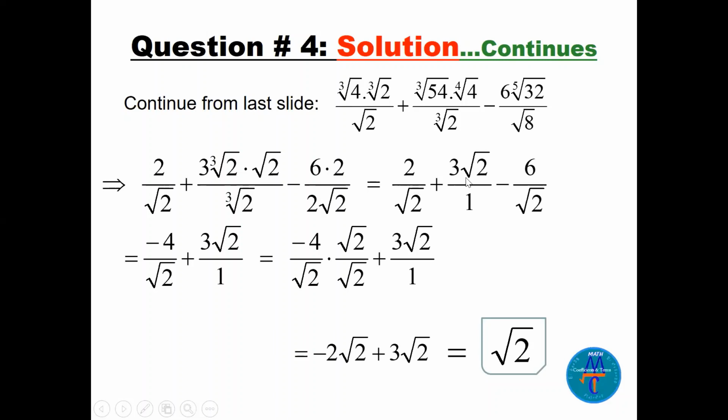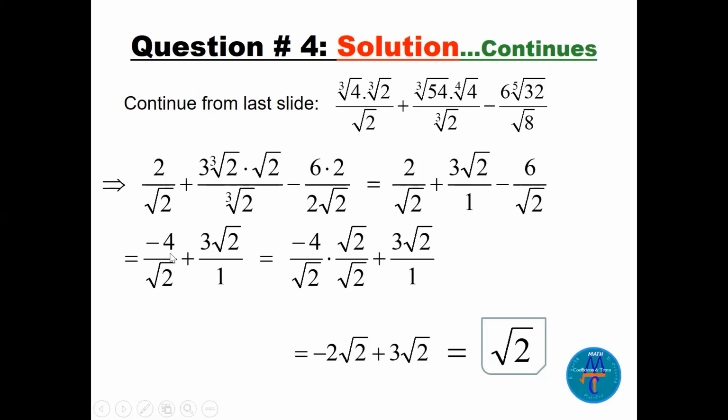Now I can take the first and the last. You see, the first and the last, because we have the same denominator. You see this one? First and the last. 2 minus 6. So that's minus 4 over square root of 2. Plus 3 square root of 2 over 1.